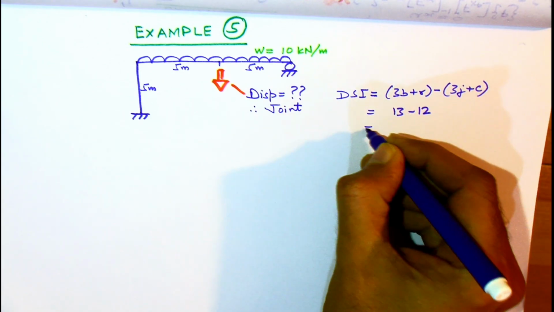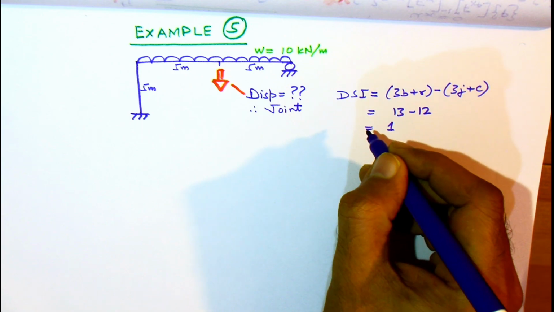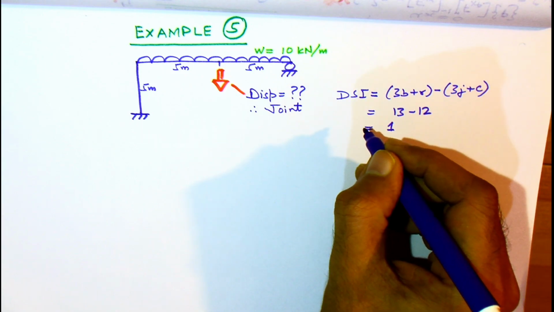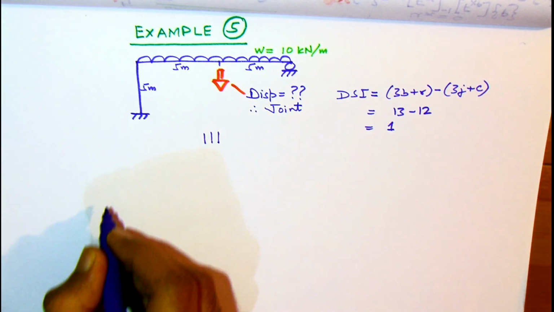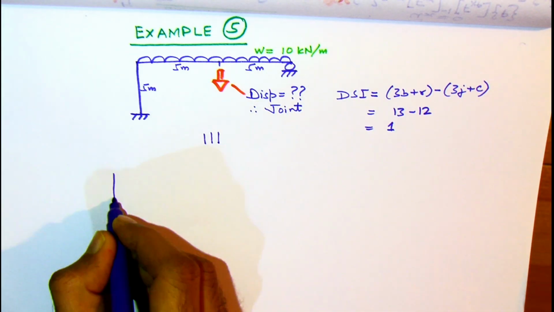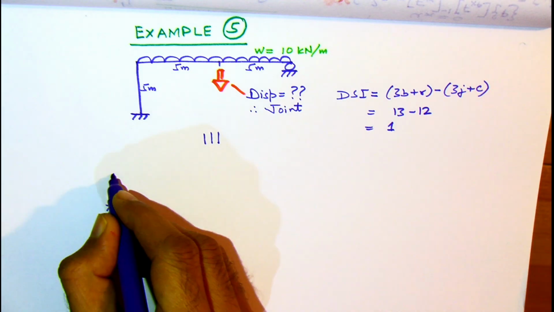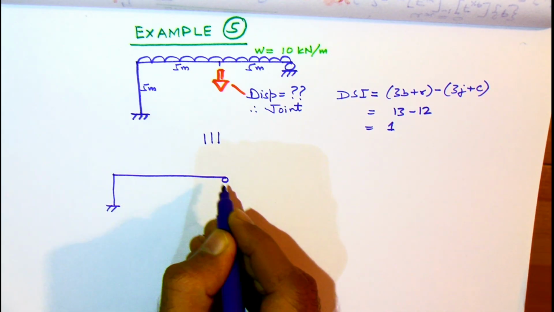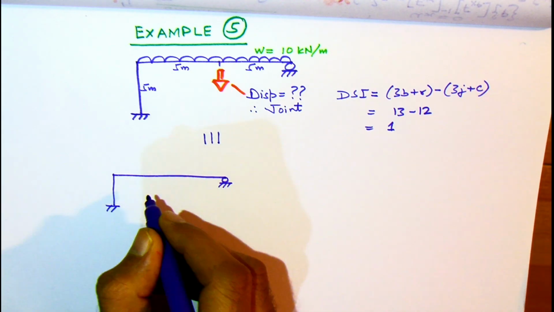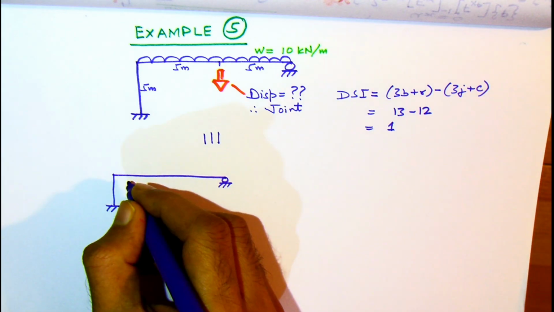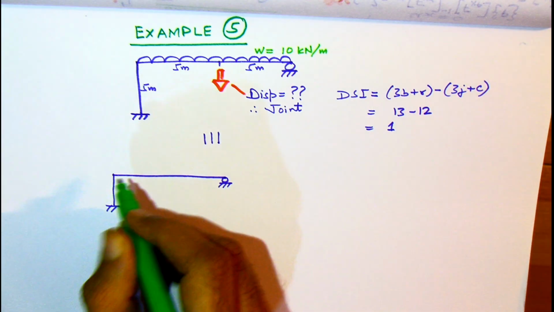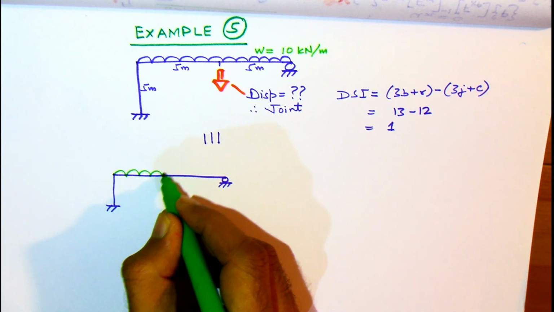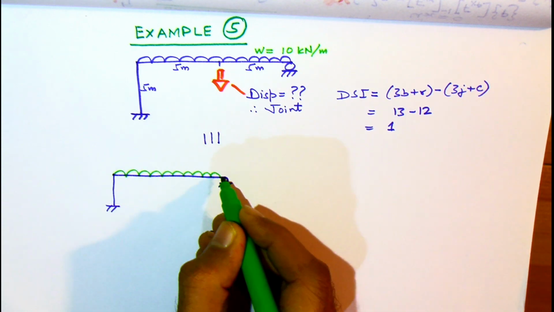Now how we choose this redundant is our choice. This time we will choose an internal force as the redundant, though it's not a must. But for the purpose of illustrating, we are choosing an internal force as redundant, as will be shown in the forthcoming steps. So we now break down the structure.